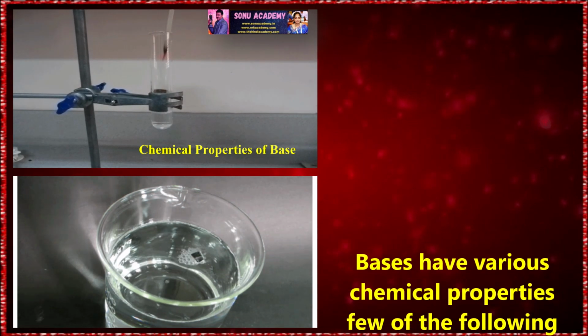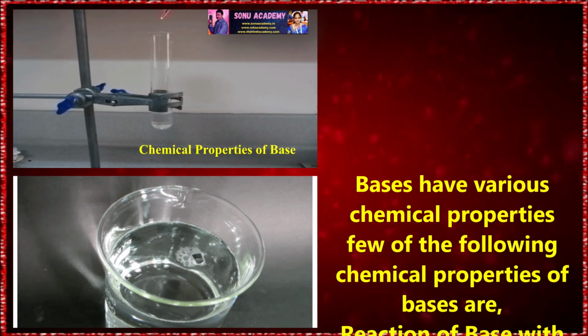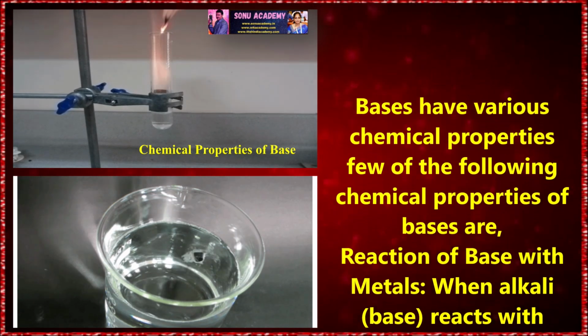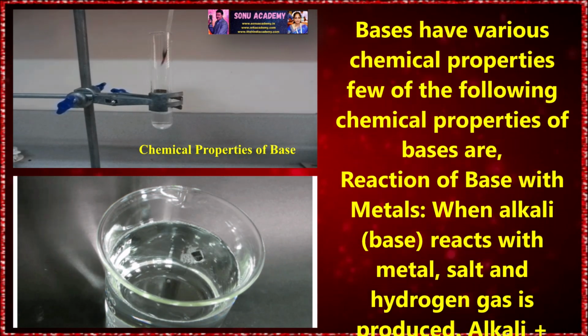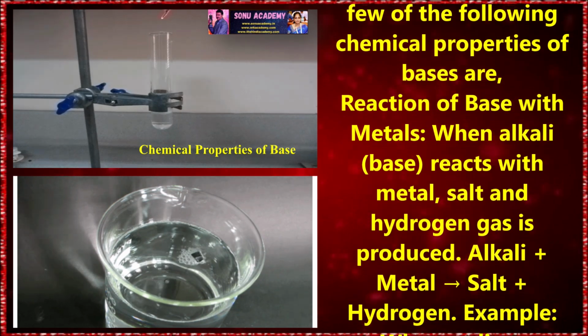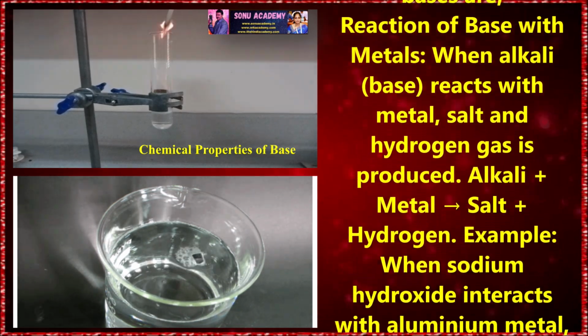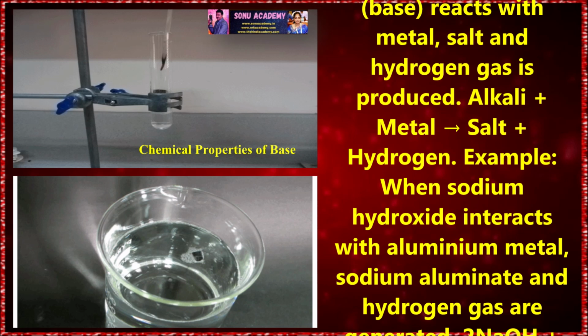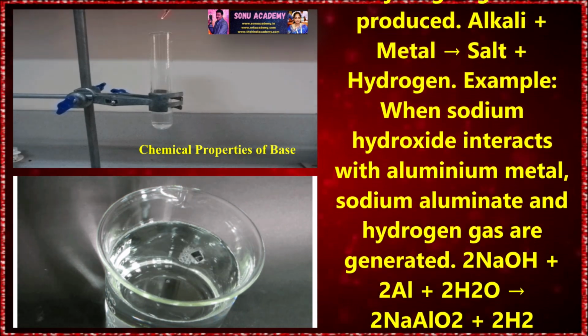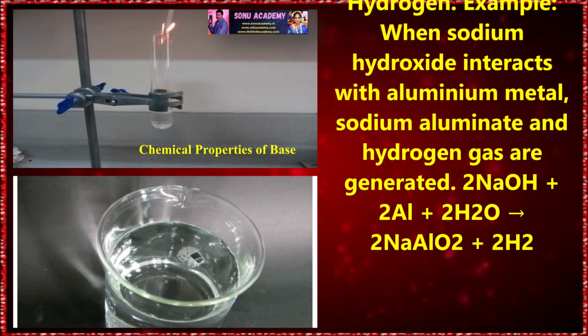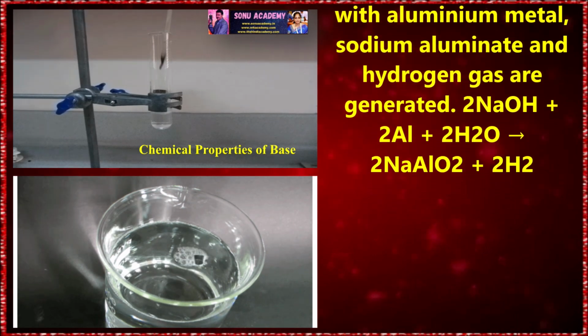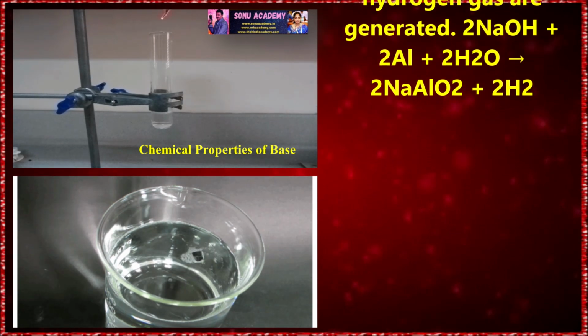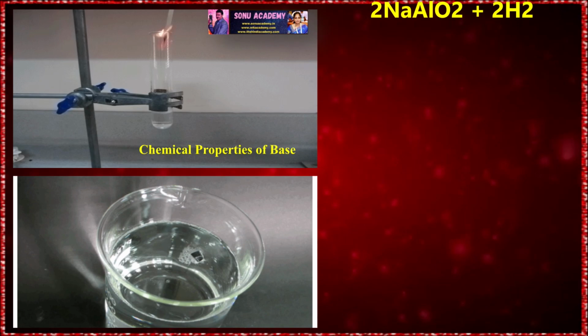Chemical properties of bases. Bases have various chemical properties. Few of the chemical properties of bases are as follows. Reaction of base with metals. When an alkali base reacts with a metal, salt and hydrogen gas are produced. Example, when sodium hydroxide reacts with aluminum metal, sodium aluminate and hydrogen gas are generated.